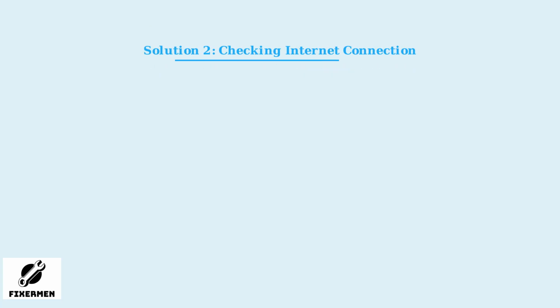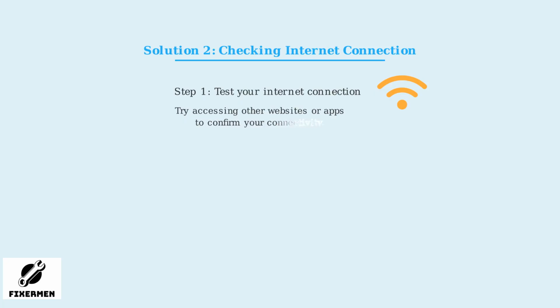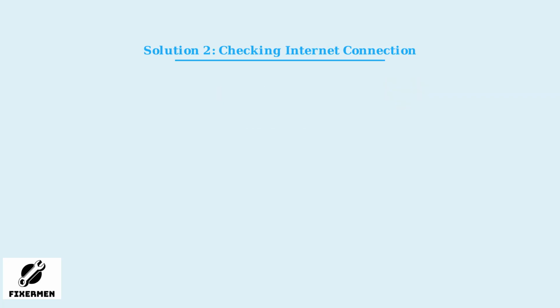Solution 2 focuses on checking your internet connection, as poor connectivity can cause Cash App error 102. Start by testing your internet connection to ensure it's working properly. Step 1. Test your internet connection by trying to access other websites or apps. If these don't work either, you likely have a connectivity issue.